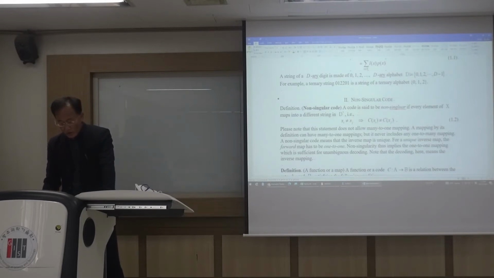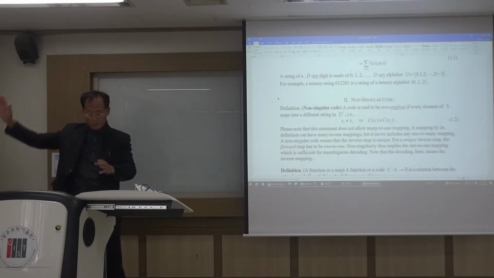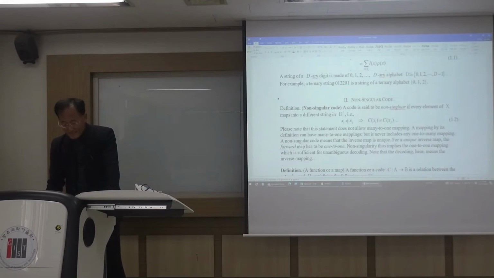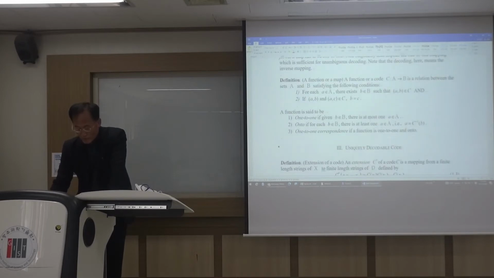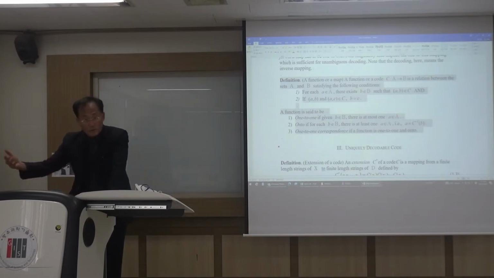So a non-singular code, right, is formally defined this way. A code is said to be non-singular if every element of X maps into a different string in D star, okay? D star is that code word space, okay? So if Xi, Xj are not equal to each other, they should map to different code words. Okay, that's it. And then basically the rest of them falls through. This is just the Wikipedia definition of one-to-one function and one-to-one correspondence and so on.